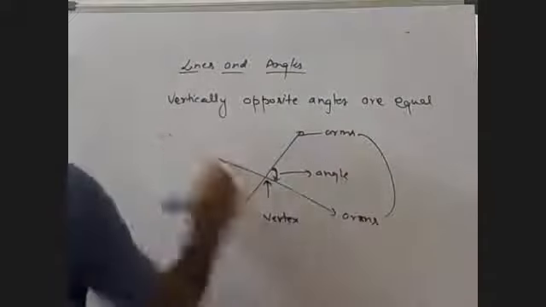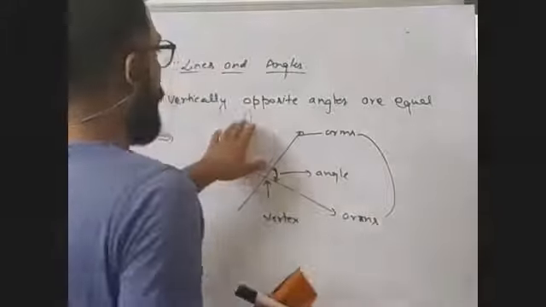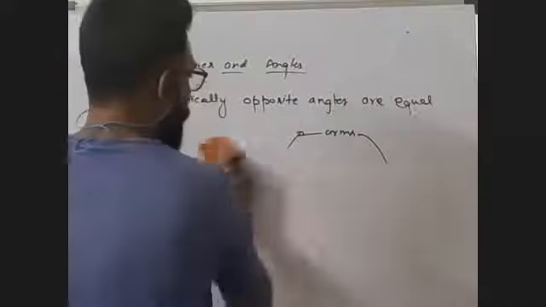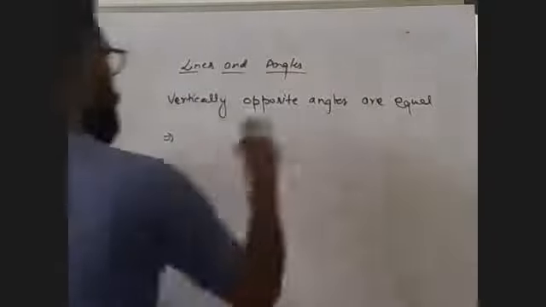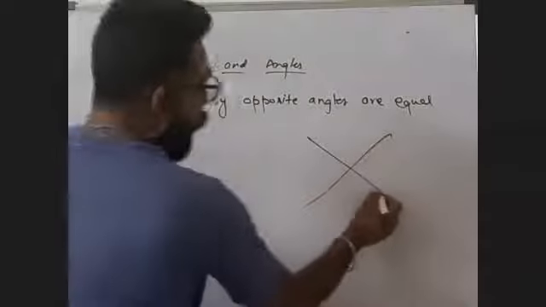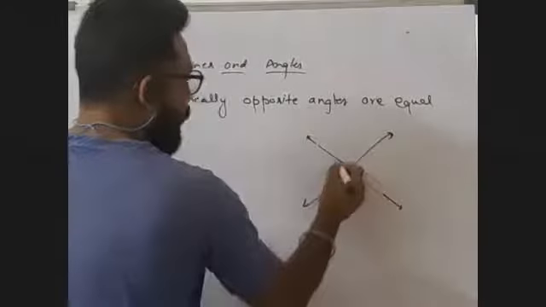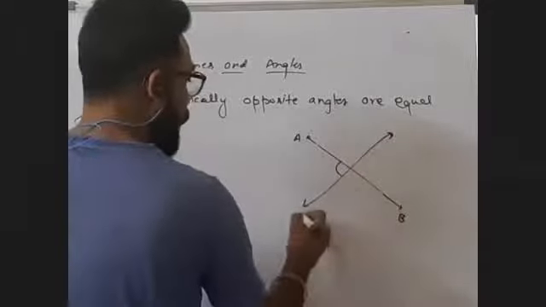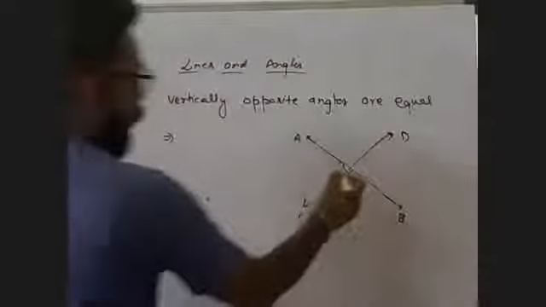So in this chapter, there are different types of angles. Since I'm taking up the topic vertically opposite angles are equal, I'm coming to that topic. We have just covered the concept of what angles and lines are. Now I have to explain that vertically opposite angles are equal. What are vertically opposite angles? Let's suppose that there are two lines AB and CD. These two lines cut each other at a point O.